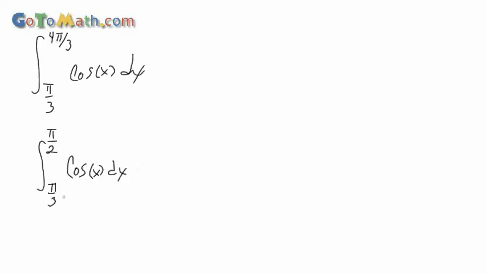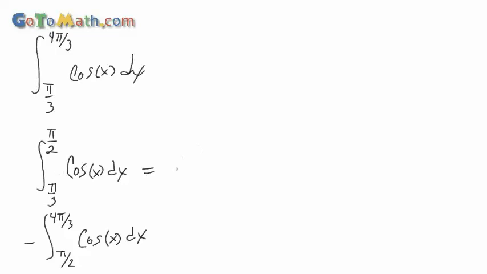And then what are we going to do? Let's just do it down here. Now, there's a couple ways you can do this. You can flip these limits, or you can just multiply through by a negative. We'll just do that. So we're going from pi halves to 4 pi thirds of cosine x dx. So let's just go ahead and get this one.